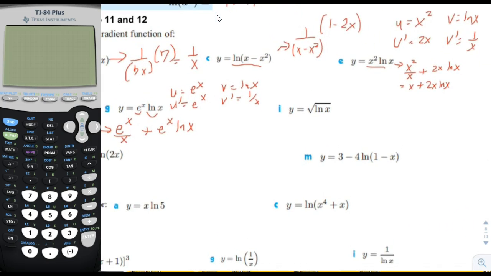What about I? Y is equal to the square root of natural log of x. Okay, now, so this is not a product. This is a composite function. A function inside of a function. Let's rewrite it so it's easier to see it as the power rule. So we're going to put natural log of x on the inside, and we're going to put to the 1/2 power on the outside.